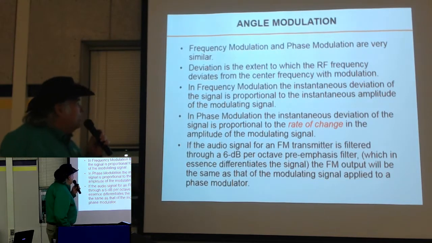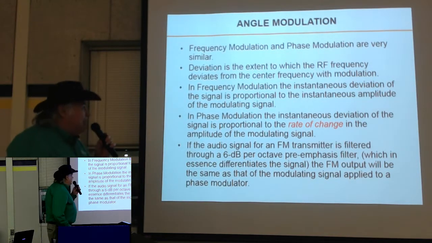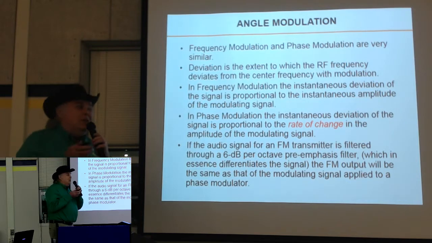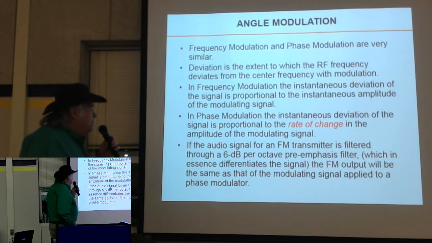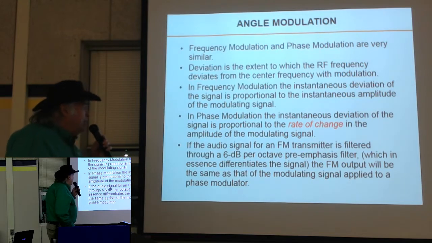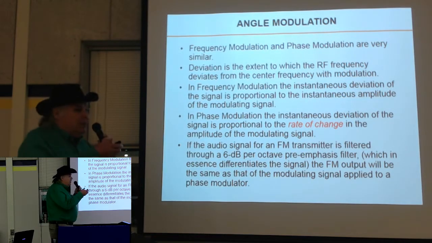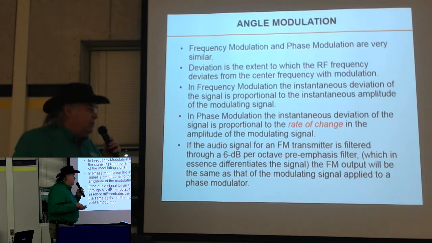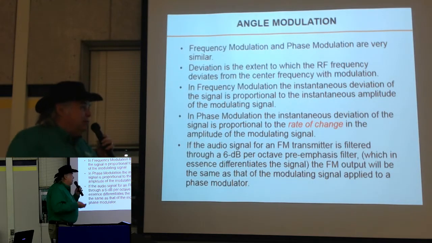Just going to touch on this. Frequency modulation and phase modulation are very similar. One term to know is the deviation, which is the extent to which the frequency varies relative to the carrier frequency. And then the difference between frequency modulation and phase modulation. In frequency modulation, the instantaneous deviation of the signal, how far it's moving off, is proportional to the instantaneous amplitude of our modulating signal. And of course, since the signal is varying in frequency, the deviation is varying in frequency as well.